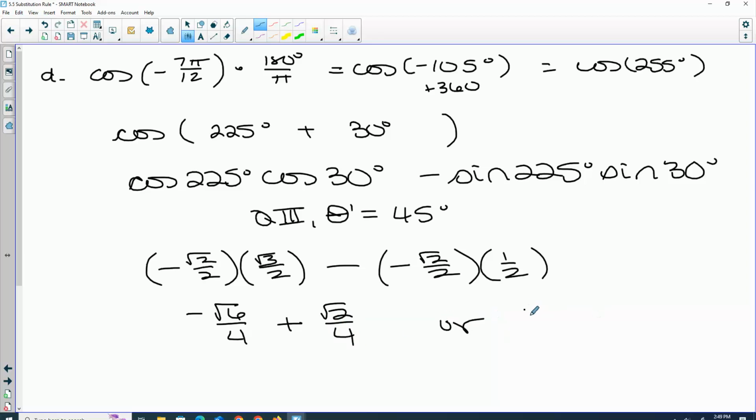You might have also had it, depending on what you picked, like this. That's equivalent. You can make one big fraction. Lots of options.